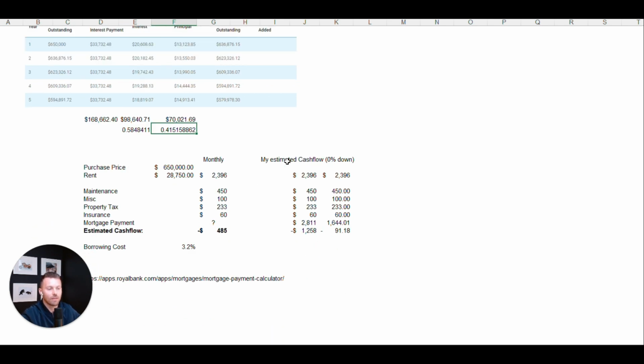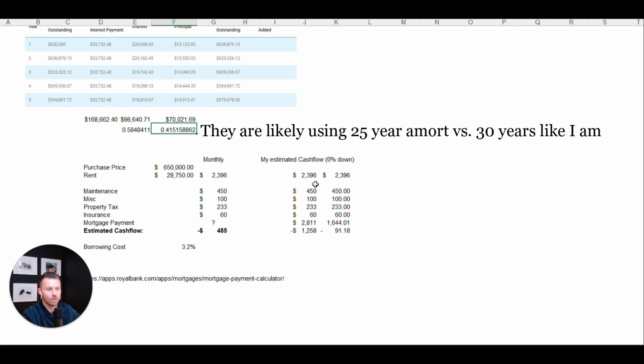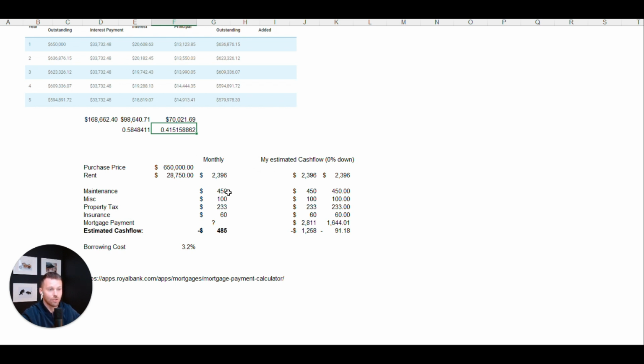Now, we do have a bit of a discrepancy between what the user said and what I'm getting. However, I think for the purpose of this exercise, it's not that relevant. It will hash itself out, I think. Maybe there's just a disconnect in how we're calculating certain things. So purchase price $650,000, rent $2,396. Here are all the amounts that were stated.